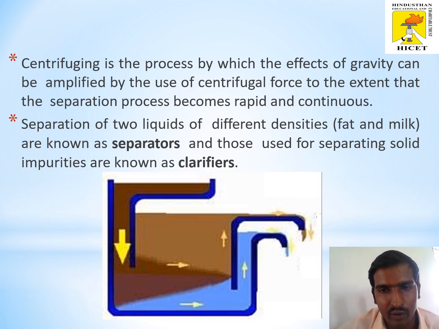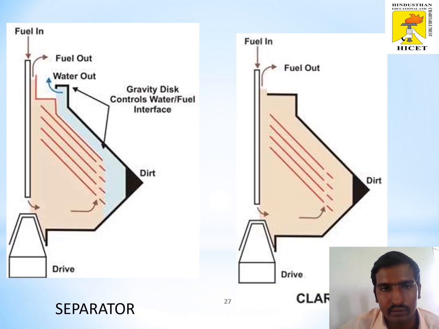Usually the gravitational force already exists, and the centrifugal force speeds up the process, and continuously it separates the fat and the solid particles and the liquid water. You can see the separator and the clarifier. As I told, the separator separates two liquids based on the density difference, and the clarifier separates the liquid and the solid dust particles that are present in the milk.